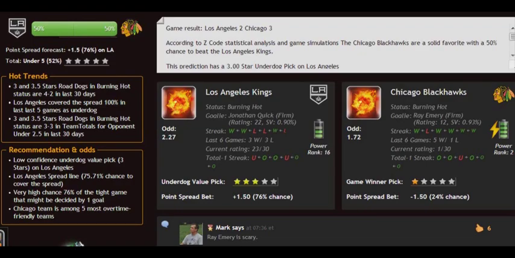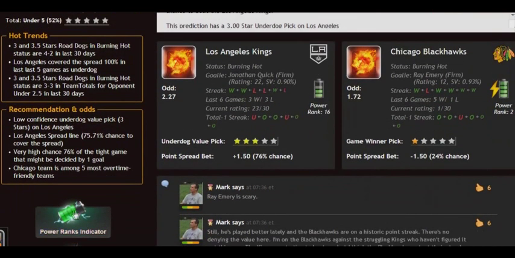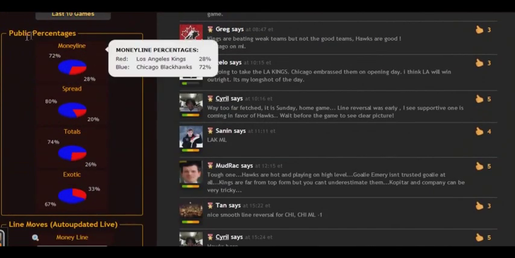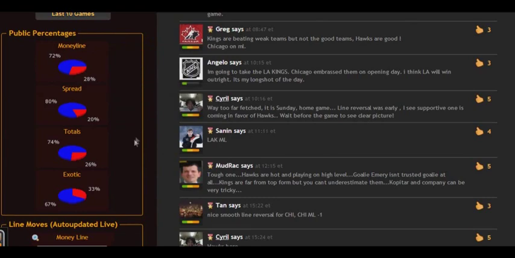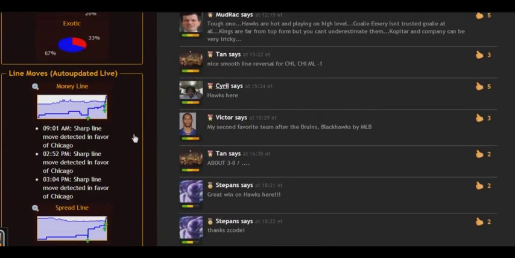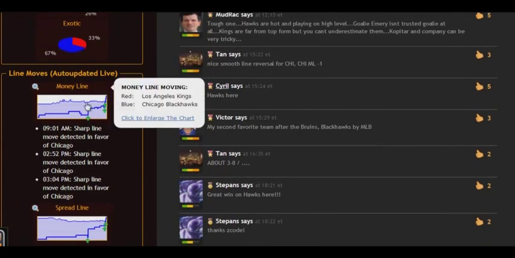For every game in the VIP member zone of Zcode Sport Investment Club, there is a special section on the left called Public Percentages. That shows the public bet distribution on both sides of the game and also line moves that are auto-updated in the real-time mode. It might look complicated at first sight, but it's actually pretty easy, and I'll show you how you can use it to win big. If you click the chart, you can see it enlarged.